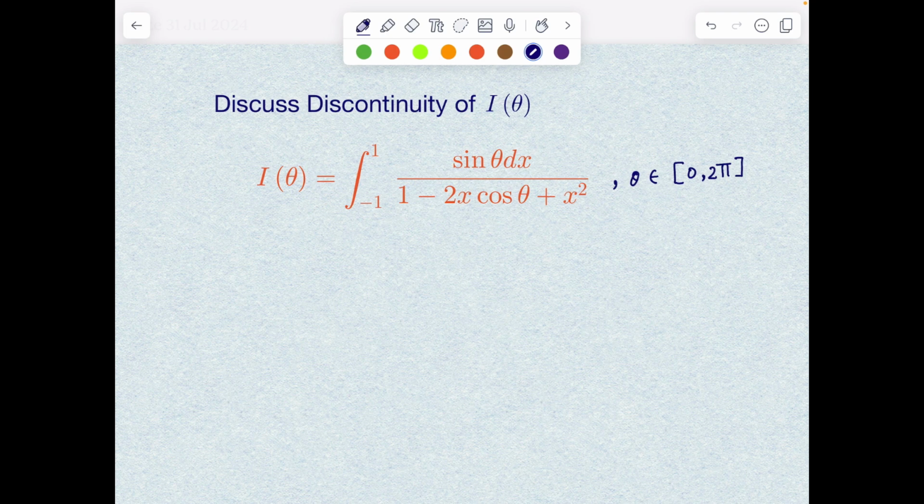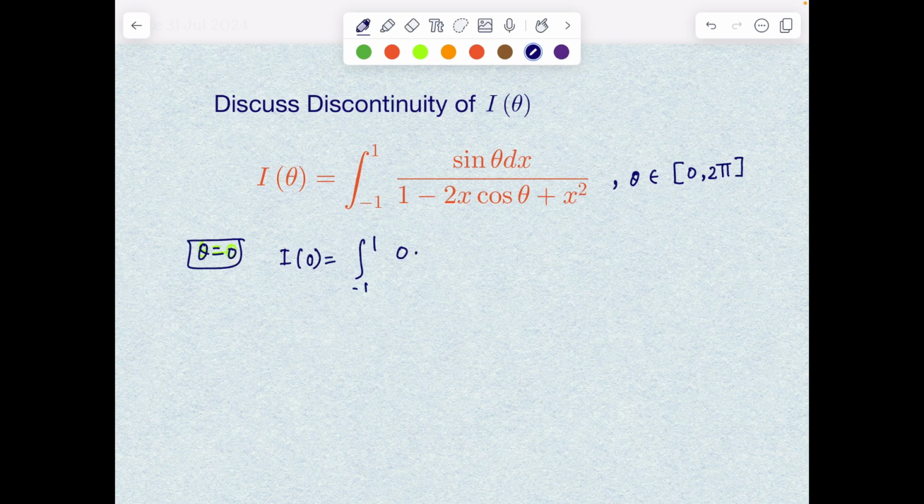Clearly, in order to appreciate the problem, we can play with θ a little bit. So, let's say if I keep θ equals 0, corresponding to θ equals 0, I'll get I(0) equals integral from minus 1 to 1 of 0 dx, which gives 0 as the answer.